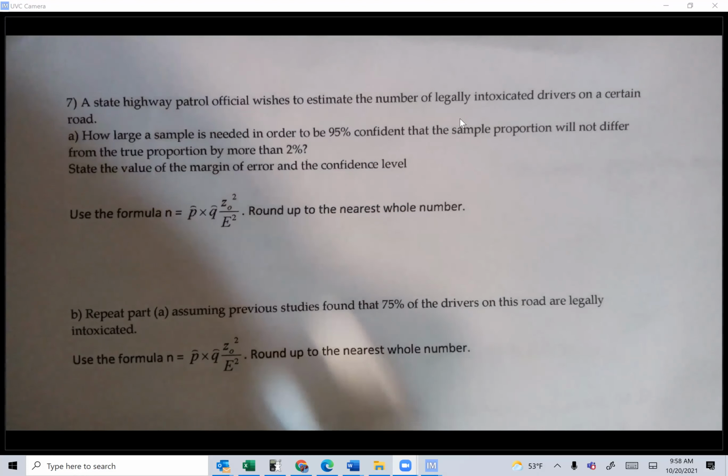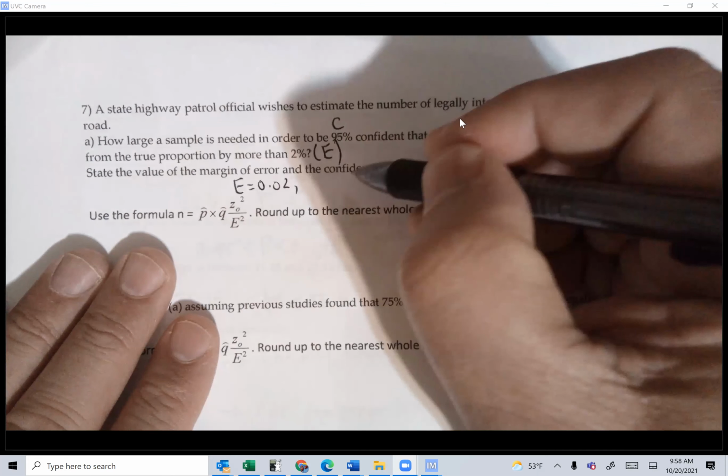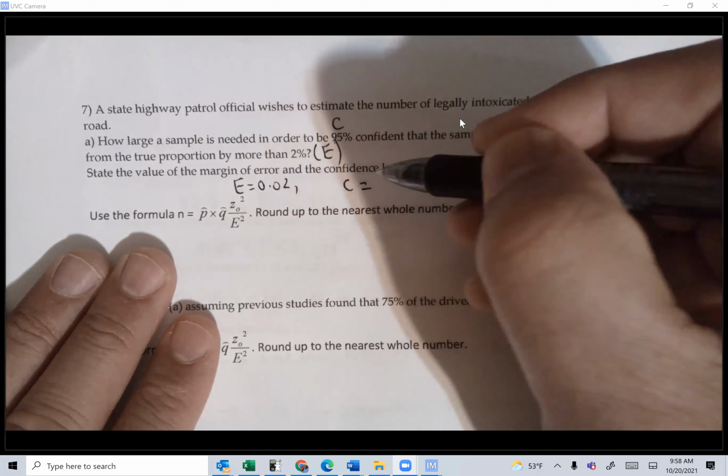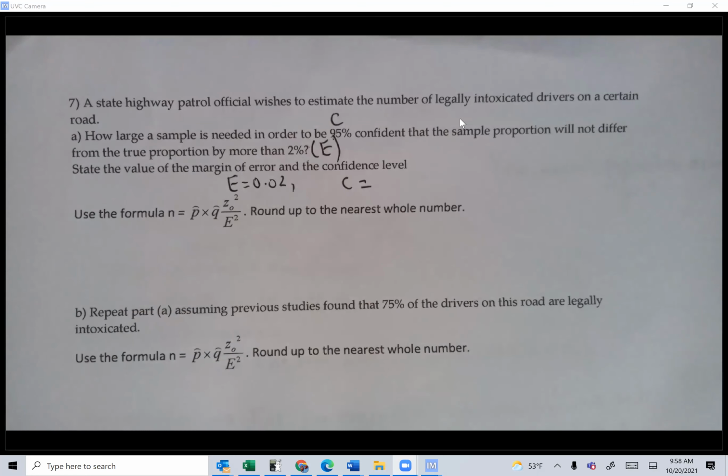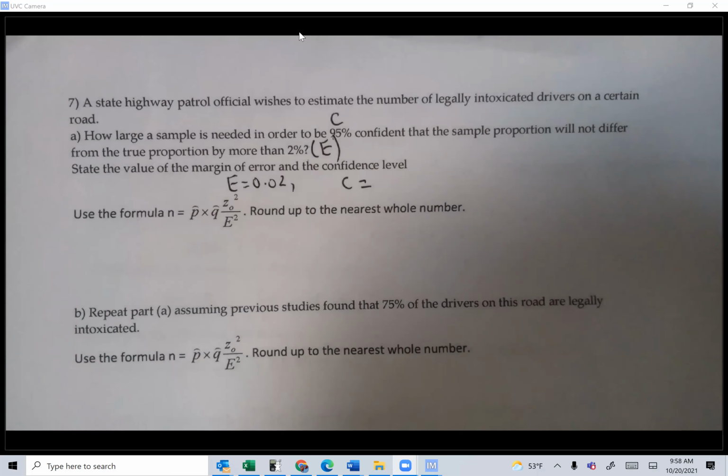He didn't give me p hat and q hat, so in this case I'm going to use 50-50. State the value of the margin of error, which is 0.02. And can a student tell me what's the critical value z_c for 95%? You can type it. 1.64. No, that's the 90%. It's the other one.